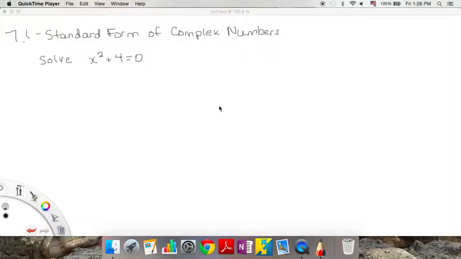This chapter we're going to talk about complex numbers. In this first section, we're going to talk about the standard form. Most of this should be reviewed from Algebra 2, so make sure you just have it all down and remember how to handle these things.